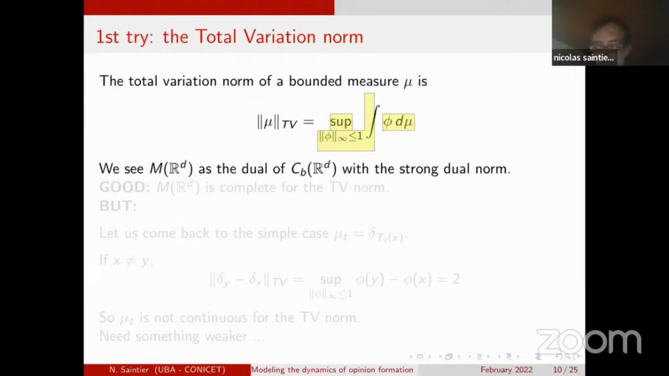It's a nice norm because the space of bounded measures for this norm is complete. Okay, so we have a Banach space. Pretty nice. But it's a very strong norm. First, we'll see that continuity with respect to that norm is not very suitable for us. And the other thing is that it's not easy at all to get compactness with respect to this norm.